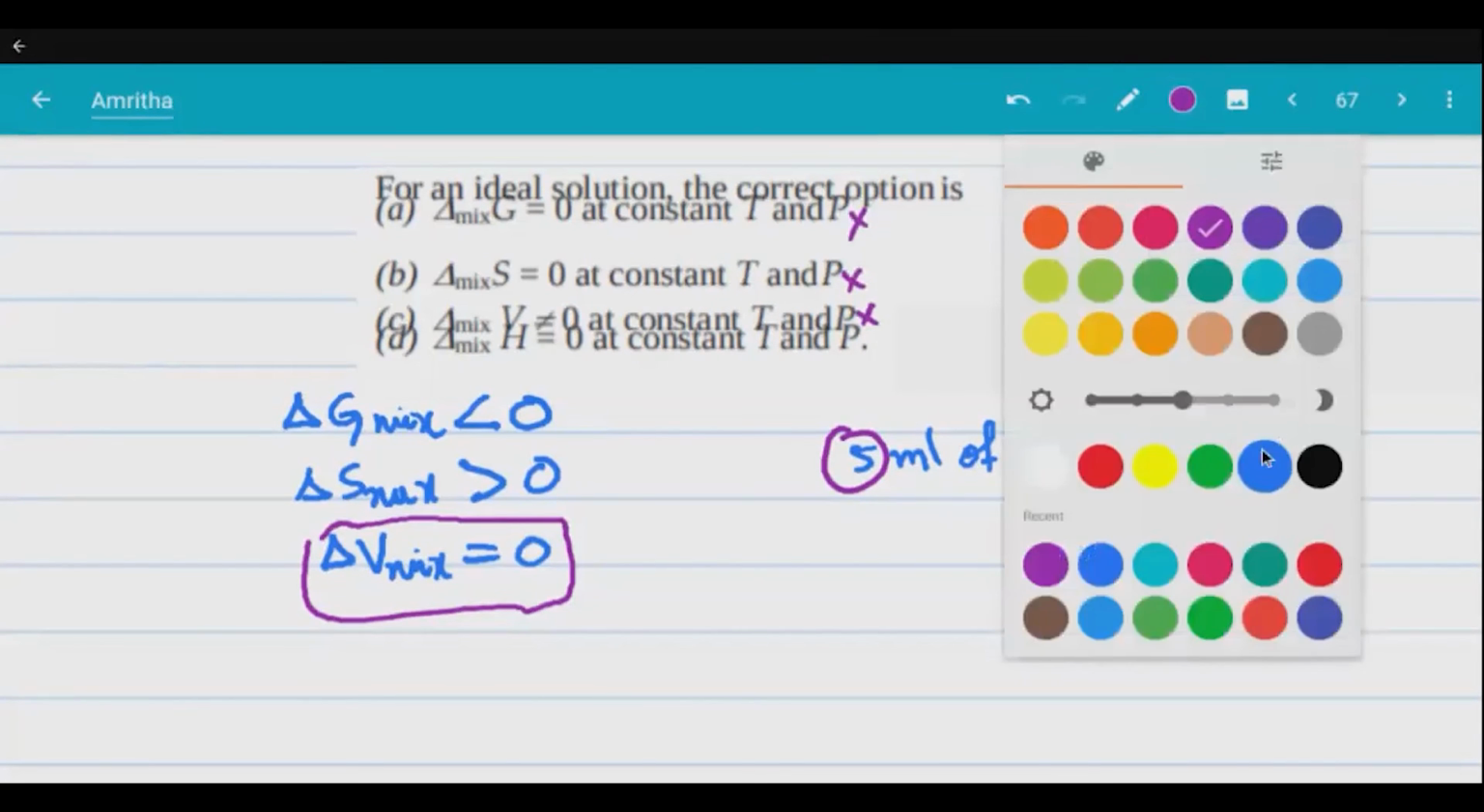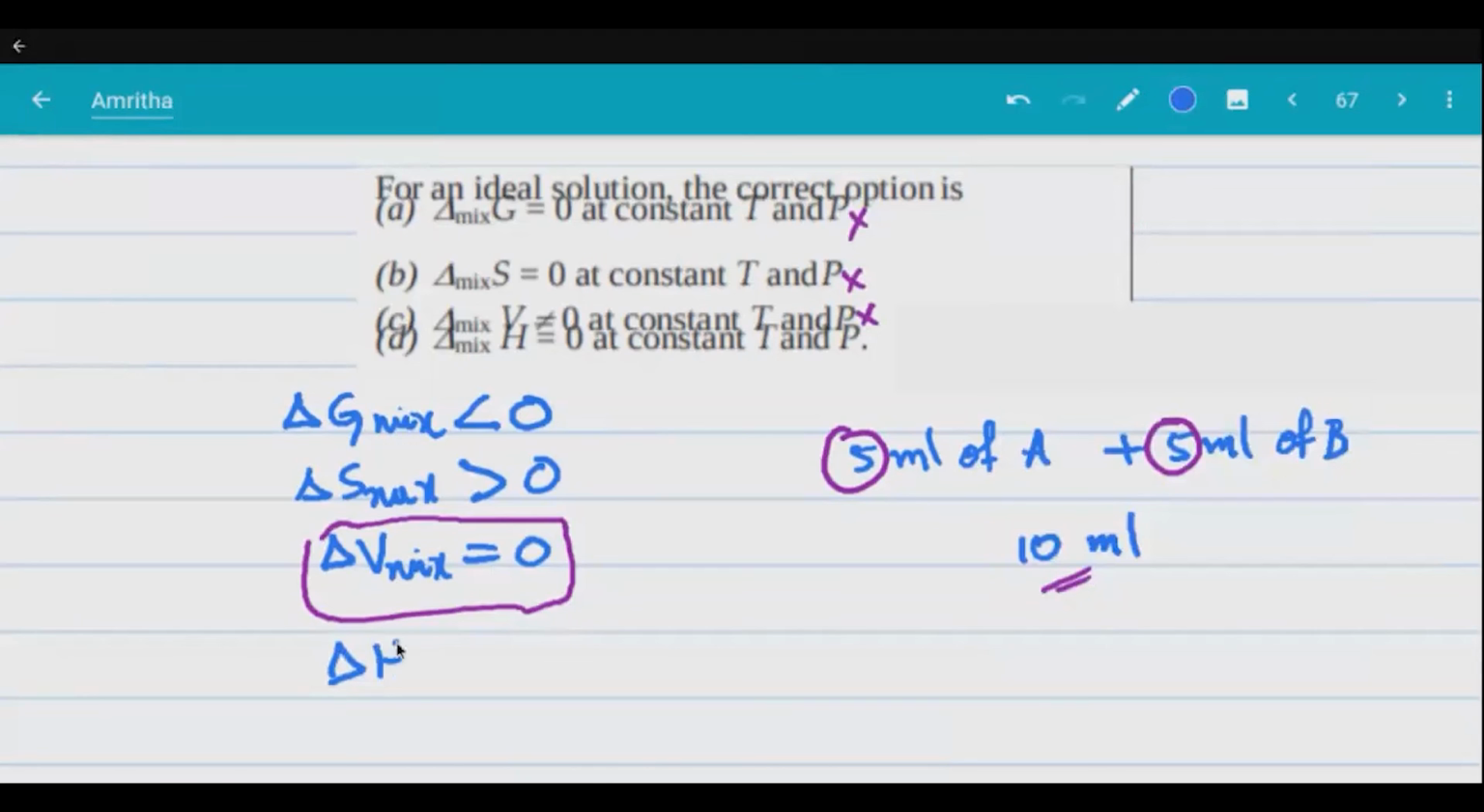And see this last option. Delta H mixing is 0. So what is the meaning of that? No heat is supplied. In the ideal case, no heat is liberated. Delta H is not positive, not negative. It is equal to 0. There is no heat change. If you mix A and B, you don't observe any heat changes.